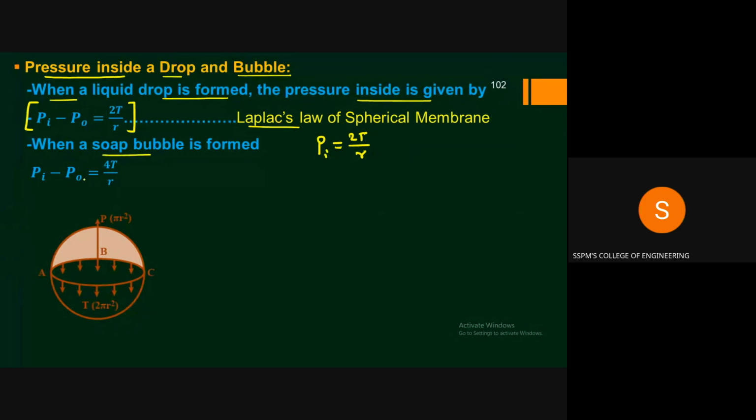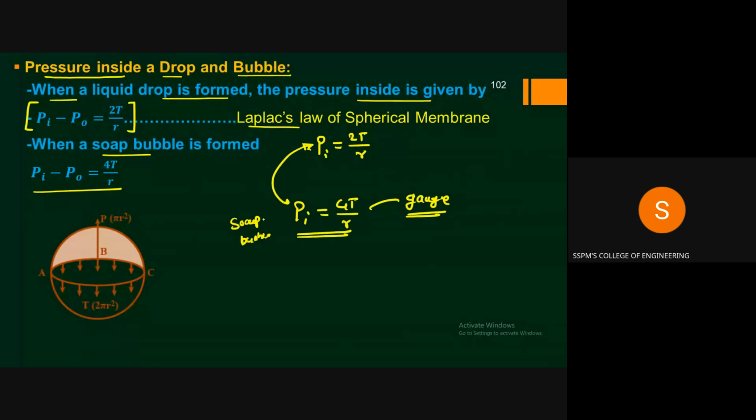And for the soap bubble, the pressure will be Pi minus P naught is equal to 4T upon R. Basically, this equation that we write is called the gauge pressure, which is the pressure without considering the atmospheric pressure. When we write Pi minus P naught, it is basically a gauge pressure by removing the atmospheric pressure. Okay, so you should remember these two equations. This one is for the soap bubble, which is a hollow sphere, and this is for the drop.